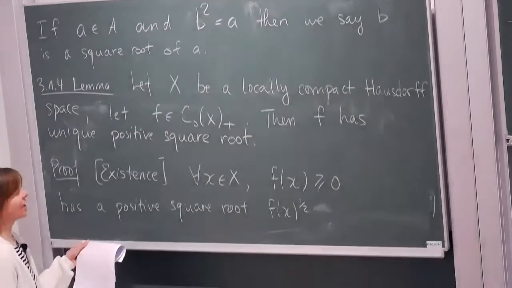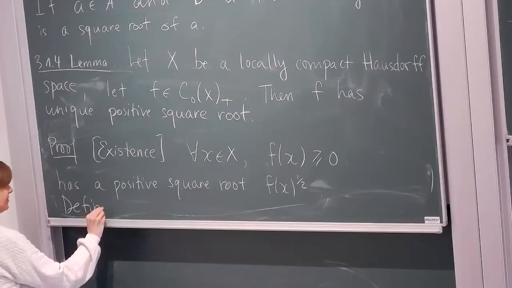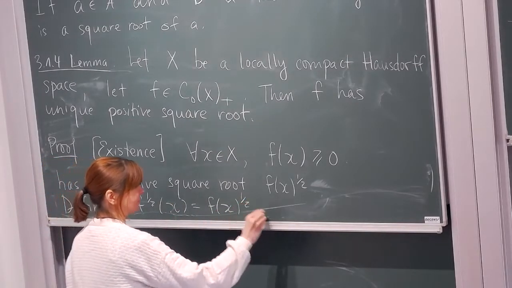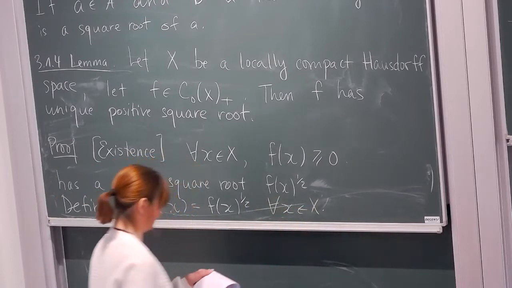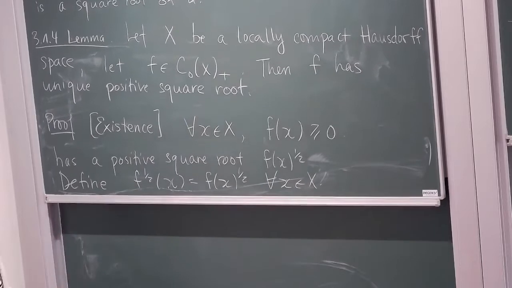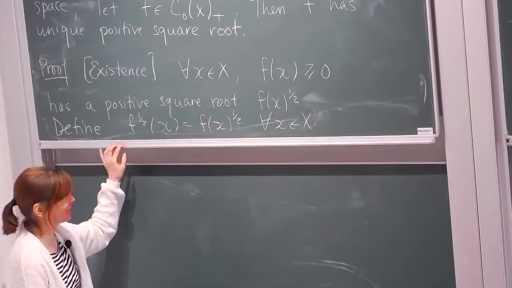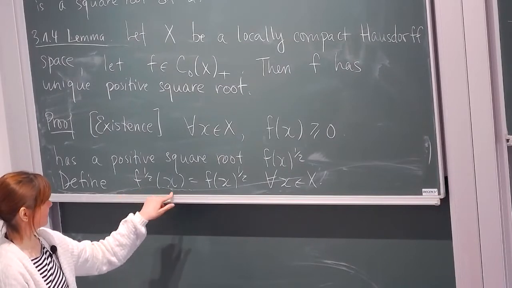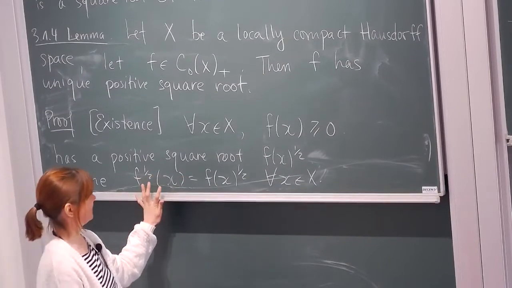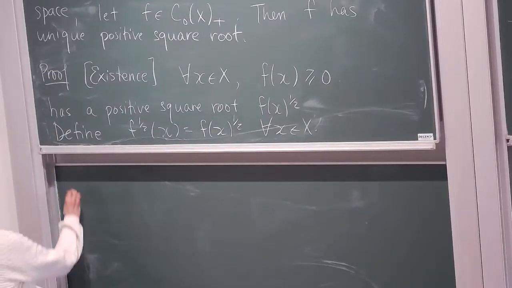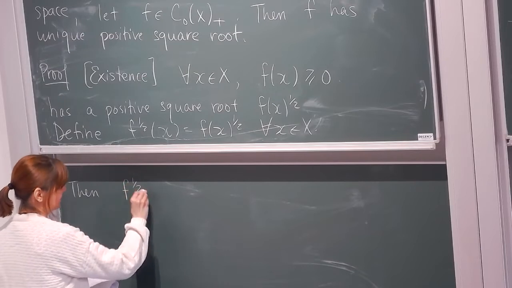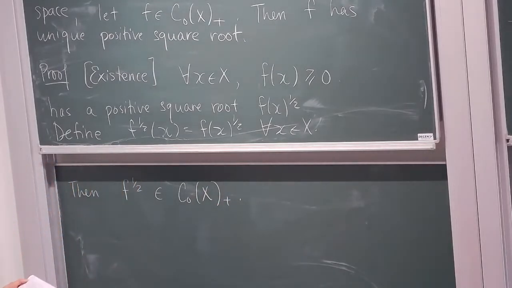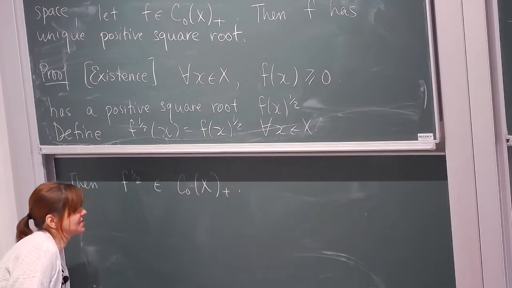So we can define f to the half in the obvious way: f half of x is just f of x to the half for every x in X. Well, some elementary analysis tells you that this is indeed a continuous function, and its values are in R, and in fact they're in R plus, so indeed f half is a positive element. Okay, so we want to show that this is unique.